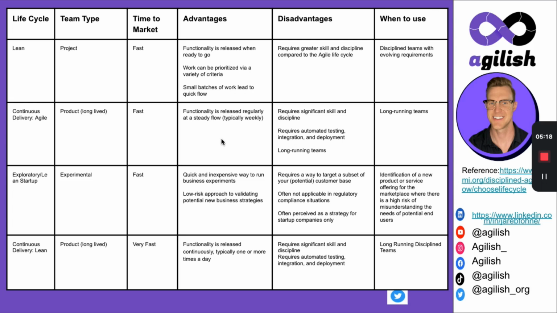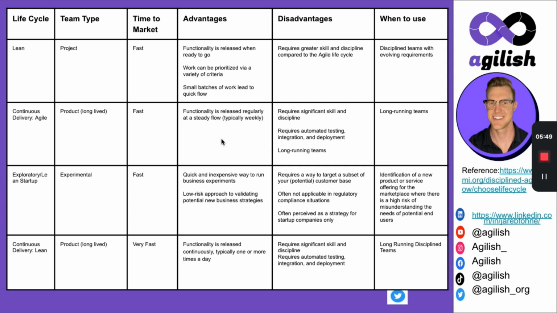Remember that there are disadvantages. It is faster, but it actually requires great skill and discipline compared to the Agile lifecycle. Remember, you need to have discipline. If you're not able to have discipline in Agile, there's no way you're going to be in Lean. I think with Lean and Kanban, people think it's easier, I don't have to plan, this is the way to go. But really, if you're going that route, make sure that you have the skills to actually execute on it.